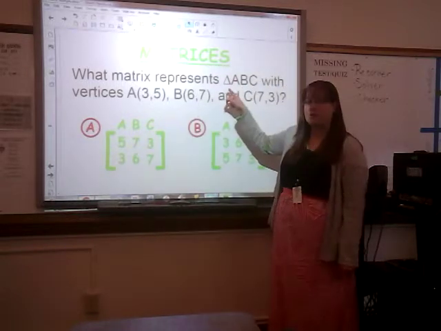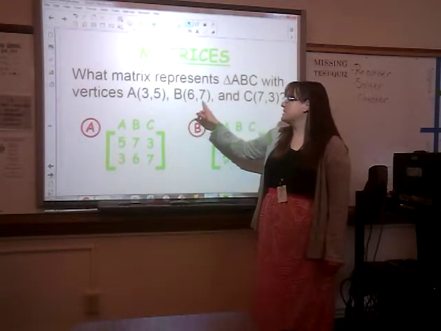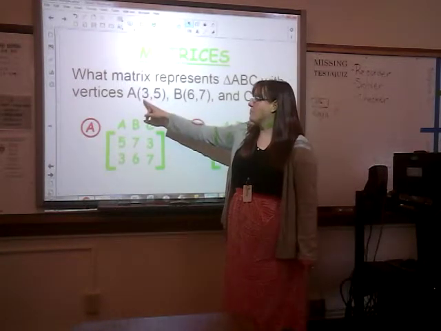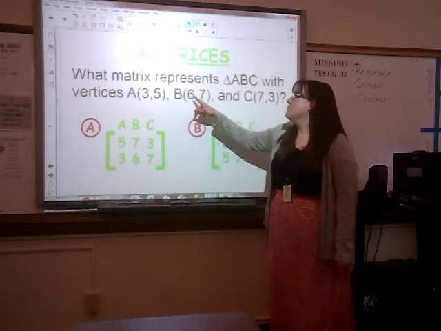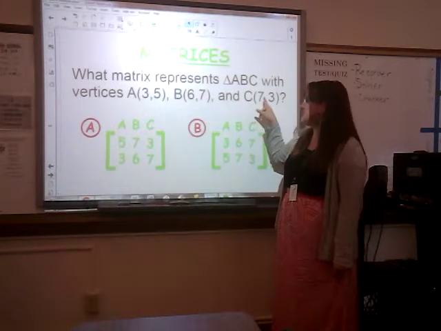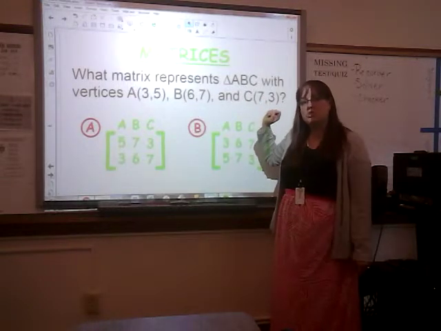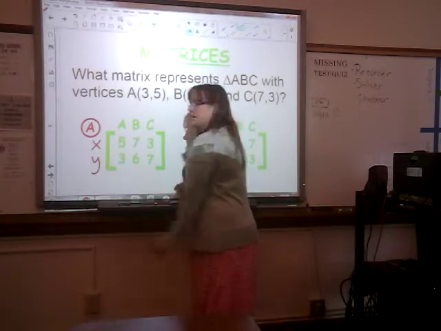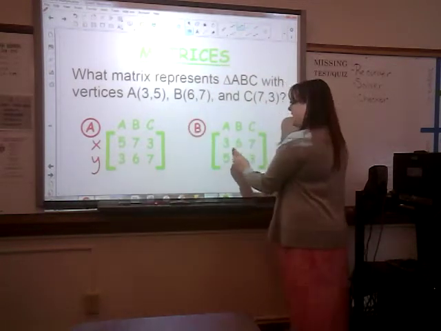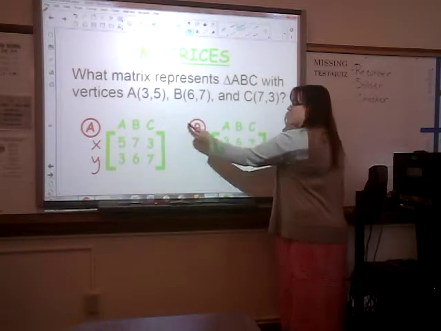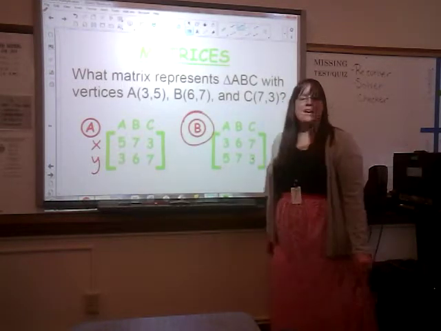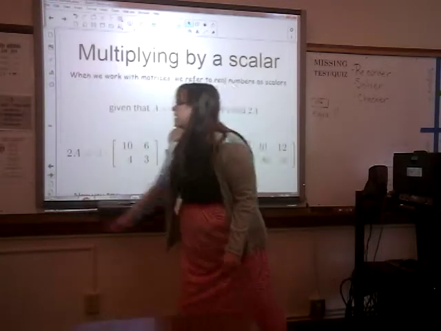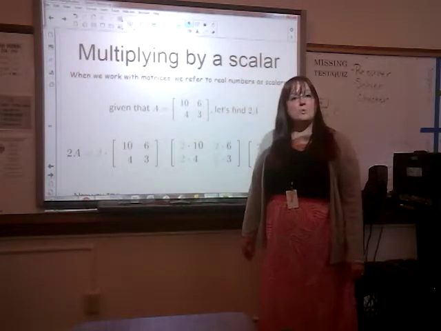So if we look at a triangle that has vertices at (3, 5), (6, 7), and (7, 3), what we say is, okay, A should have a column that has a 3 and a 5 in it, B should have a column that has a 6 and a 7, and C should have a column that has a 7 and a 3. And then we just look, well, the X's need to be in the first row, and the Y's need to be in the second row. So 3, 5, 6, 7, and 7, 3. So in this case, this would be the matrix that represents a triangle with those vertices. Okay? All right.